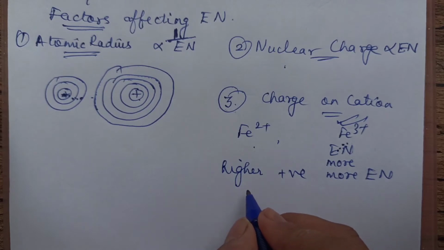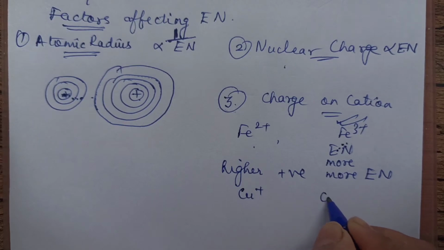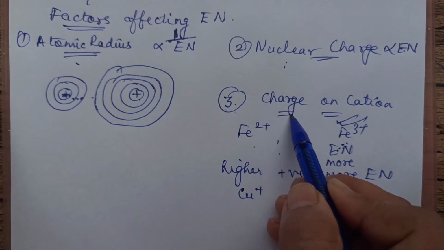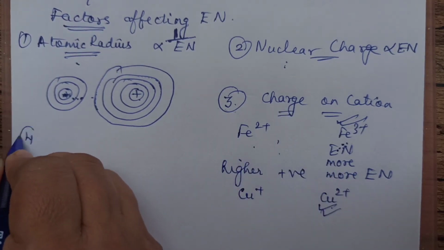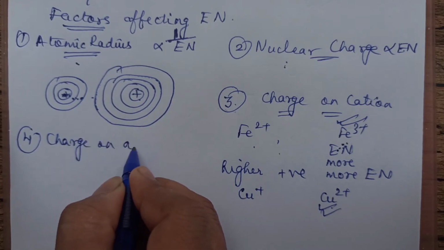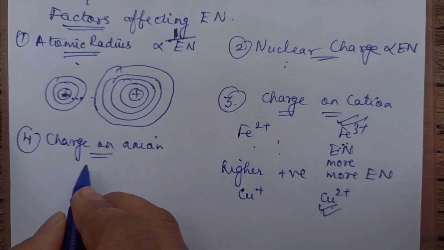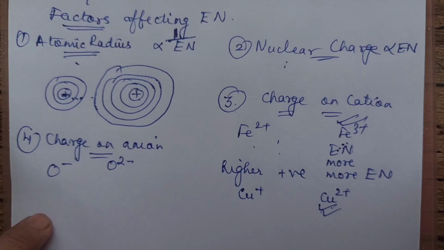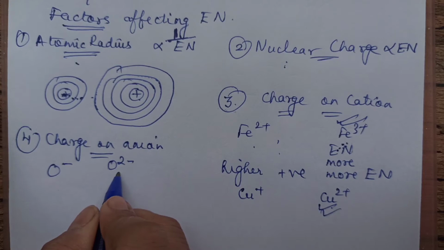You can take any other example and see. Suppose you are considering, say, Cu+, Cu2+. This is having more charge, this will have more electronegativity. Got it? So first factor radius, second factor nuclear charge, third factor charge on the cation. Let us see the fourth factor. Fourth factor is the charge on anion. What about the charge on the anion? Suppose I say O- or O2-, which will be able to pull the electrons to greater extent. In this case, this is already having extra electrons.